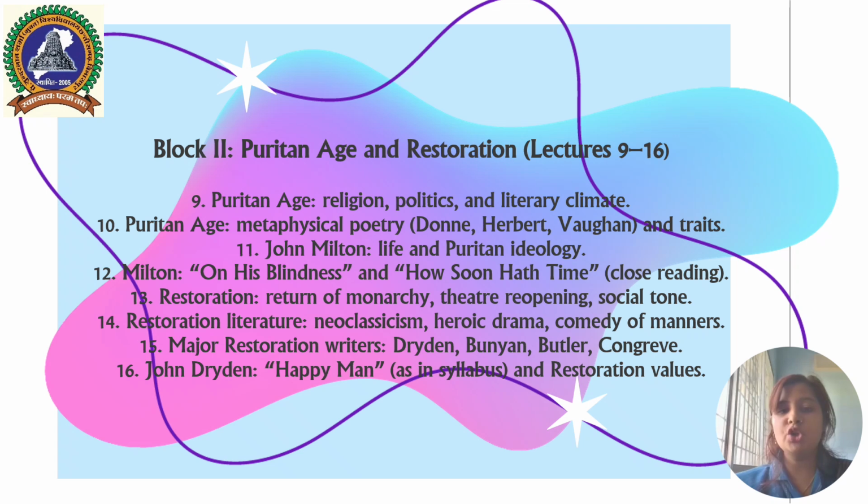We will study John Milton, his life and his Puritan ideology. We will have a close reading of the poems On His Blindness and How Soon Hath Time by John Milton. Then we will study the Restoration Age. The monarchy was restored in the Restoration Age. We will study how monarchy was restored, why it was restored, and what happened that the monarchy was not there.